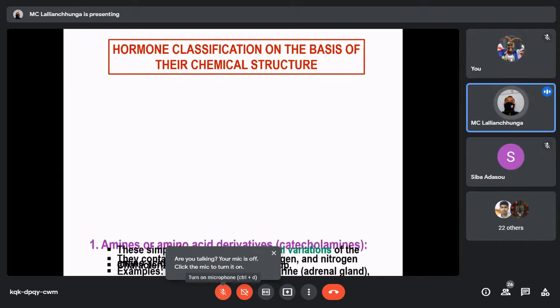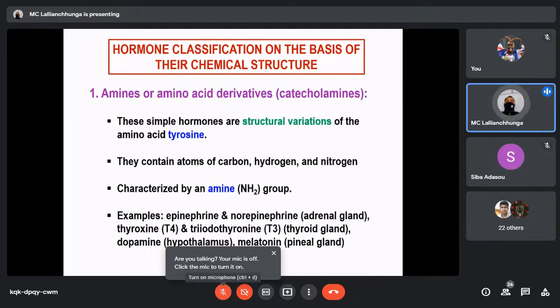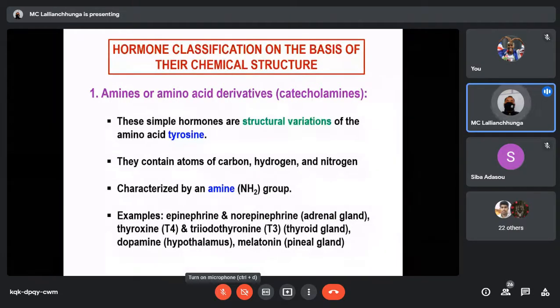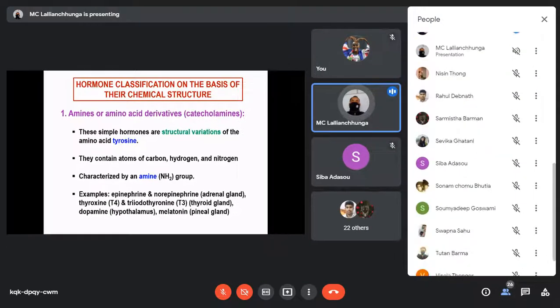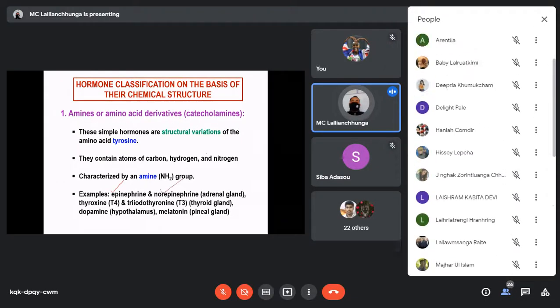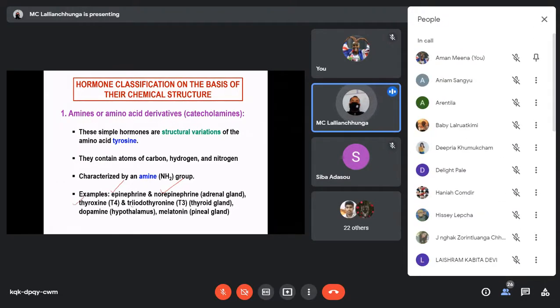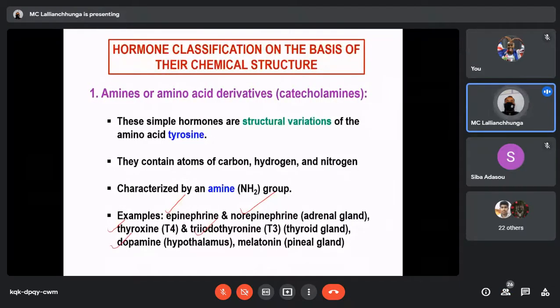We'll go fast now. Number 1, amines or amino acid derivatives. These simple hormones are structural variations of the amino acid tyrosine, just like we discussed in the last part, the previous classification, the third one. They contain atoms of carbon, nitrogen, characterized by an amine group. Examples are epinephrine, norepinephrine, thyroxine, triiodothyronine, dopamine, and melatonin.